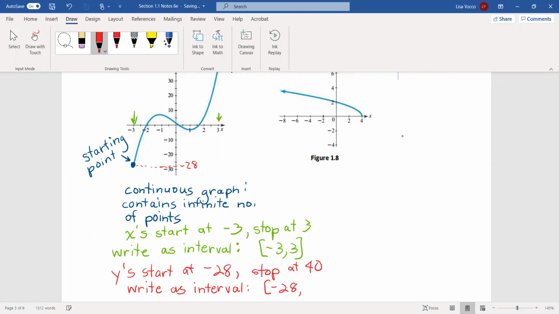Negative 28 to 40. Okay. And let me just make this other sort of observation. I think I'll write this over here.